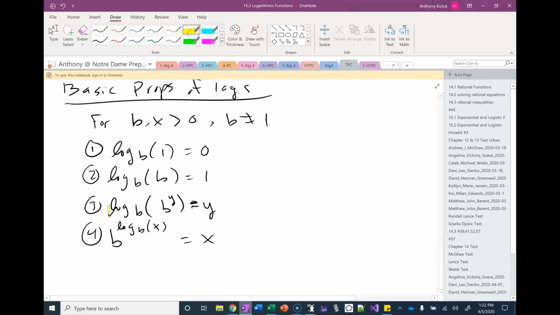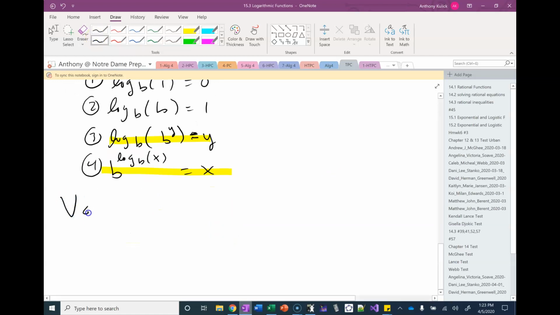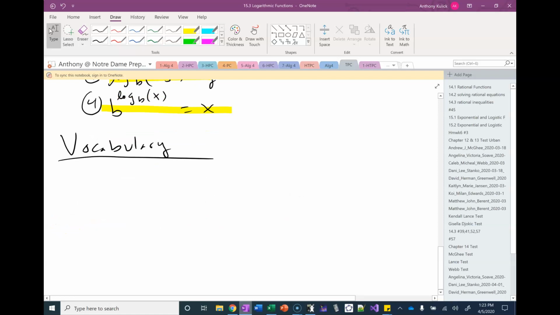In particular, these last two properties are very important because what they're really showing is that a log base b and an exponent base b are acting as inverses of each other and canceling each other out. And we're going to take good advantage of that throughout the rest of this chapter.